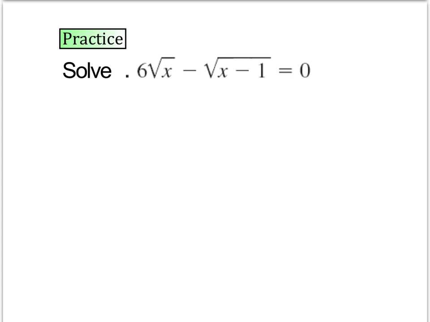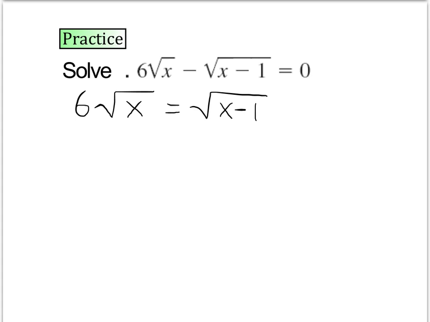Now, when we have two radicals, what we want to do is get them on different sides of the equal sign. So I'm going to end up with 6 times the square root of x, and I have this minus square root of x minus 1. But what I want to do is get this on the other side of the radical symbol. Okay? Now once we have it set up like this, we can isolate x.